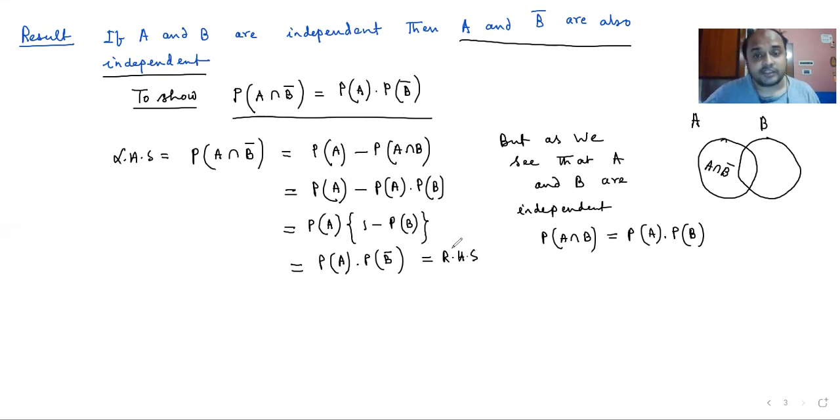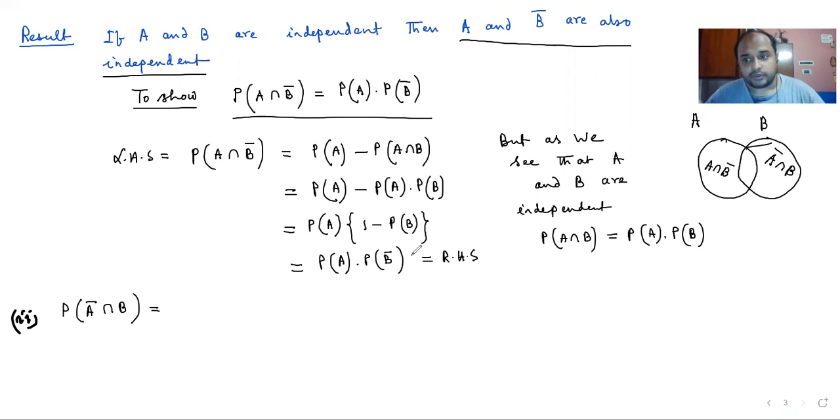So indeed it is true that if A and B are independent, A and B bar are also independent. Not only this, if you consider probability of A bar intersection B, then also we are going to get the same scenario. A bar intersection B means A is not happening, but B is happening. This quantity, this side, this is your A bar intersection B.